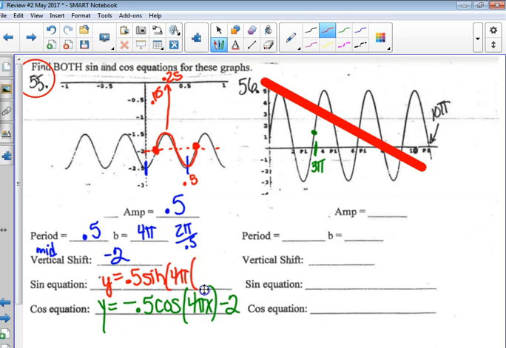And then we need a phase shift. What did we decide? Yeah, to the right 1/8 or minus 0.125. And then everything else is the same: the vertical shift, the B value, the amplitude.